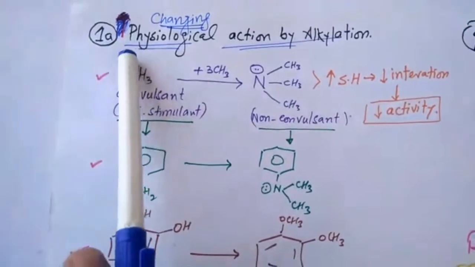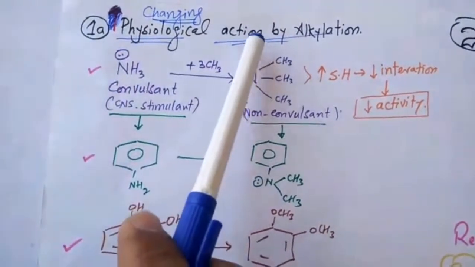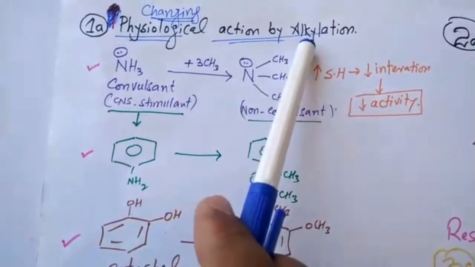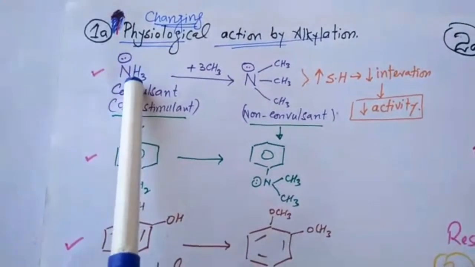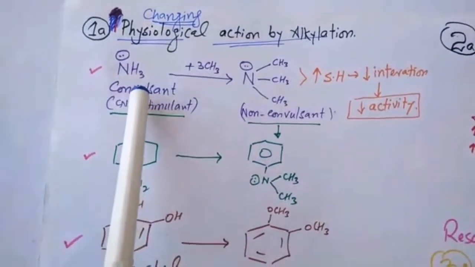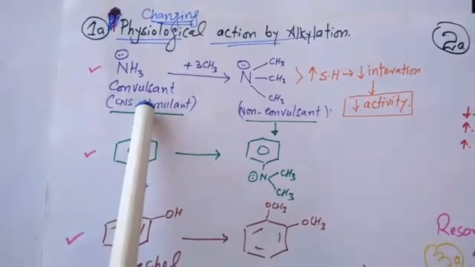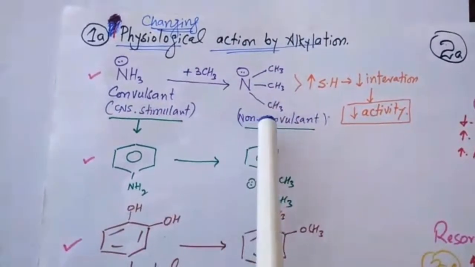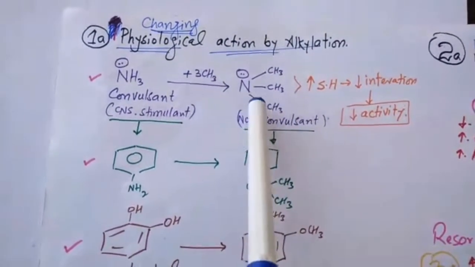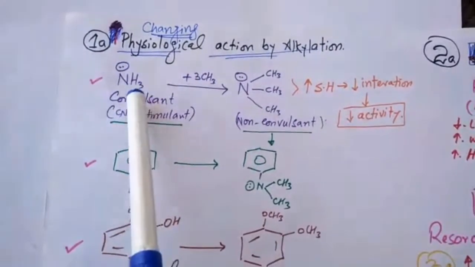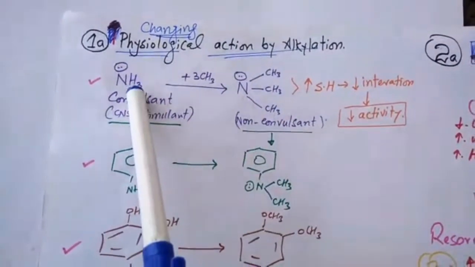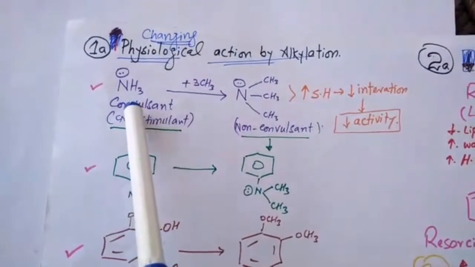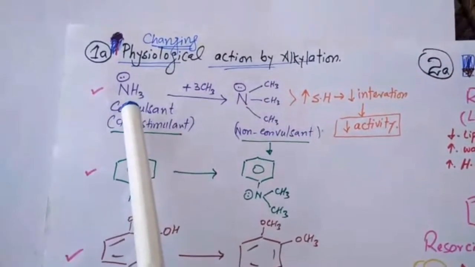Bismillahirrahmanirrahim. SAR: substitution of alkyl group, subheading 1A, changing the physiological action by alkylation. Look here, this is NH3. This NH3 is convulsant, that is, a CNS stimulant, and the methylated NH3, this one, is non-convulsant. One reason may be that this is a small molecule, but this is a bulky molecule. There is no steric hindrance. There is steric hindrance. The approach of this molecule to the target protein or enzyme to create convulsion is easy.